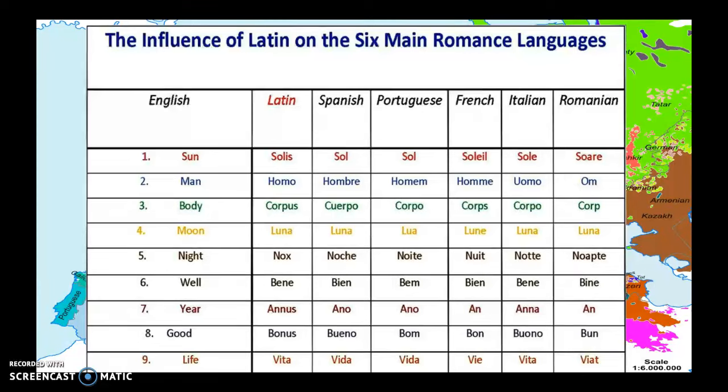As you can see from this chart, there is a big influence of Latin in the Romance languages throughout Europe, including Spanish, Portuguese, French, Italian, and Romanian. We can see the Latin word and the modern day languages. We can see most of them are very similar. You can see that English has some that are similar, some that are not, based on the idea that not all of our words come from Latin, but have some other influences as well.